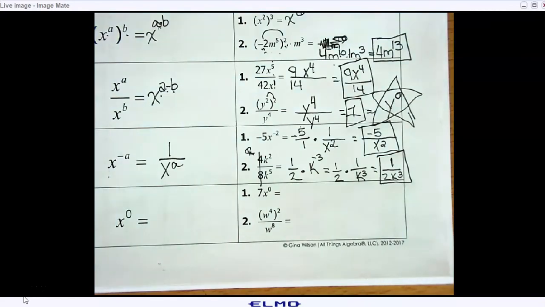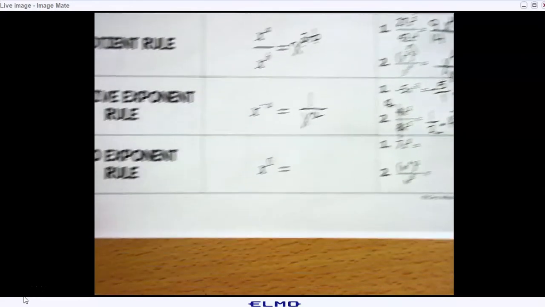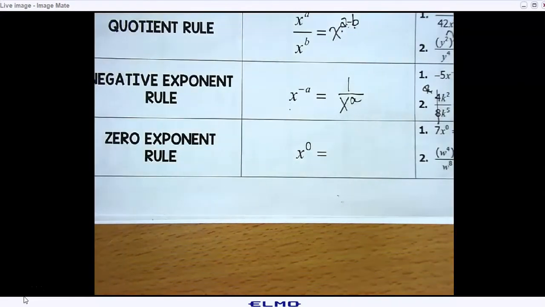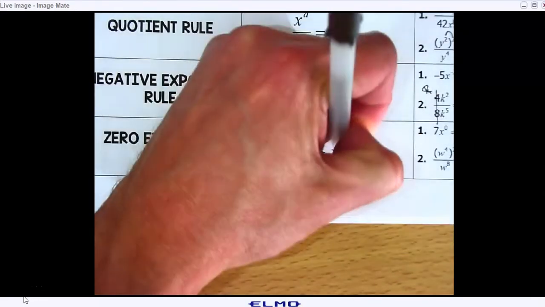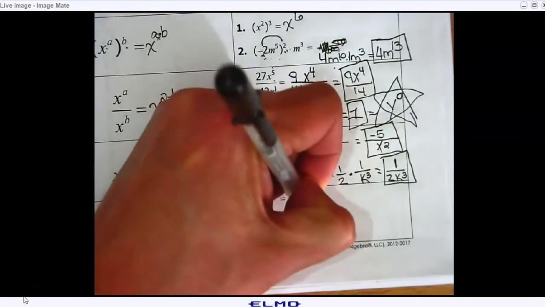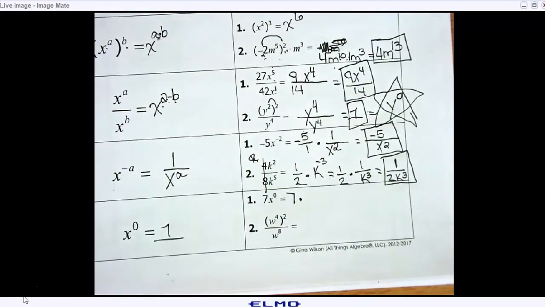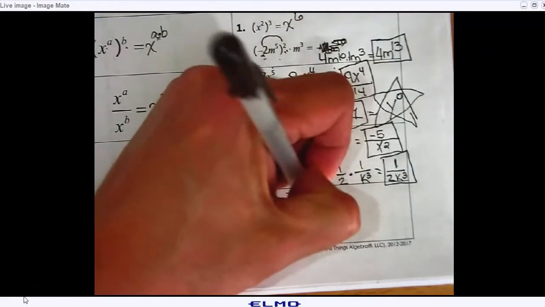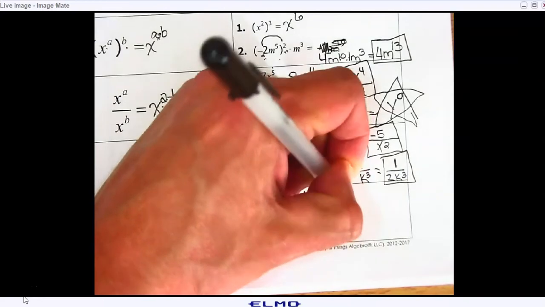And then finally, that rule I showed you 2 examples above, the 0 exponent rule. Anything to the 0 power is always 1. So let's look at number 1 right here. We have 7, which is just a number 7, times x to the 0 power. Well, what's anything to the 0 power? 1. So 7 times 1 is just 7.